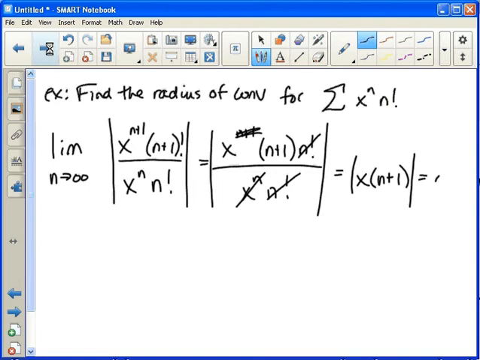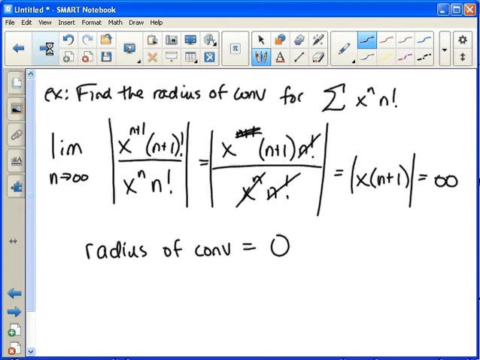Okay, now here's where you have to be a little careful. The ratio test says if your limit is greater than 1, then you diverge. So, because we got a limit of infinity, that means the radius of convergence is 0. Now that may feel backwards, but again, if you'll think about what the ratio test says, it should make sense. The ratio test says if your limit is greater than 1, then you diverge.